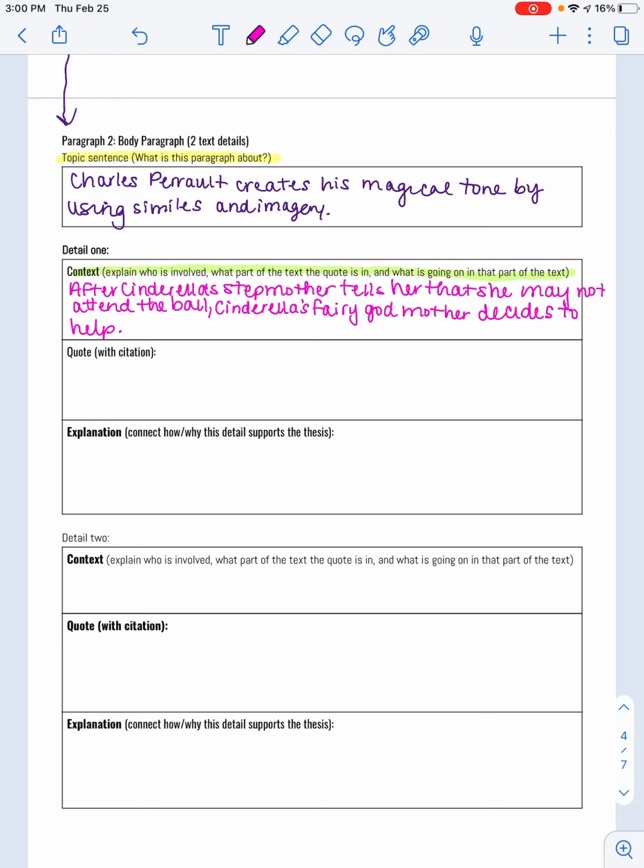So I need to explain maybe one more thing here. What I've done is I'm trying to take you to the part of the story where this quote is. So I need one more thing. So I'm going to say she uses her magic to change a mouse into a coachman who will drive Cinderella to the ball.